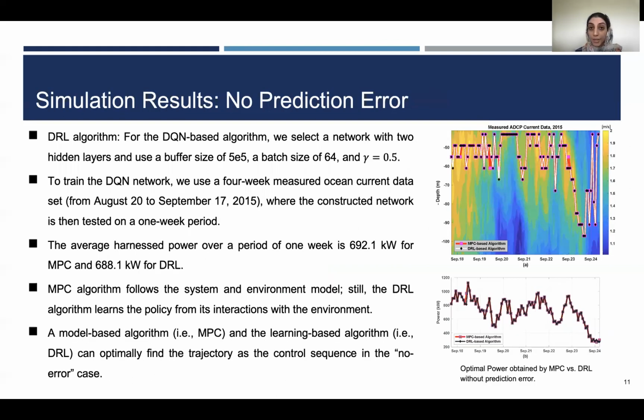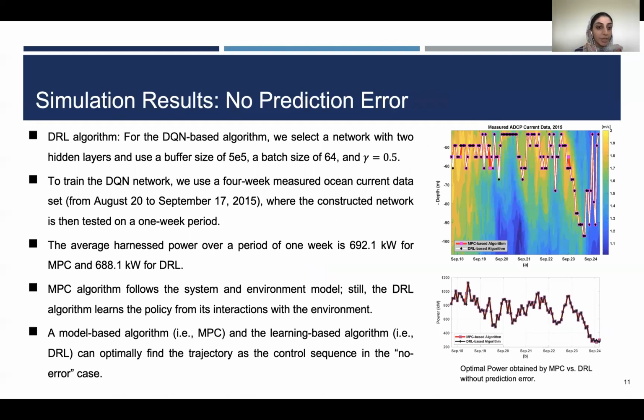To test our problem and our proposed methodologies, we just consider two different cases. The first one is where we don't have any prediction error. For the deep reinforcement algorithm, we use only two hidden layers and have some settings for this algorithm.